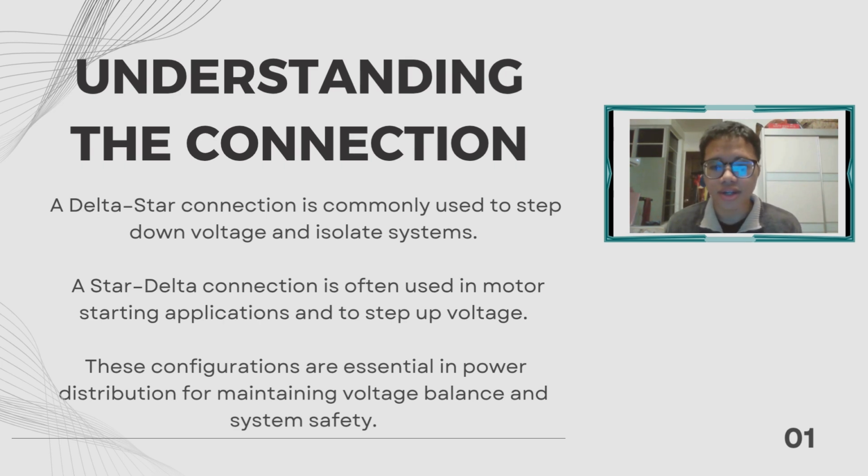configuration. A delta-star connection is used to step down voltage and to create a neutral point for grounding, making it suitable for distribution systems. On the other hand, a star-delta connection is useful for stepping up voltage and reducing inrush current in motor starting applications. These setups are widely used in industrial and power distribution networks and are key to maintaining voltage stability.